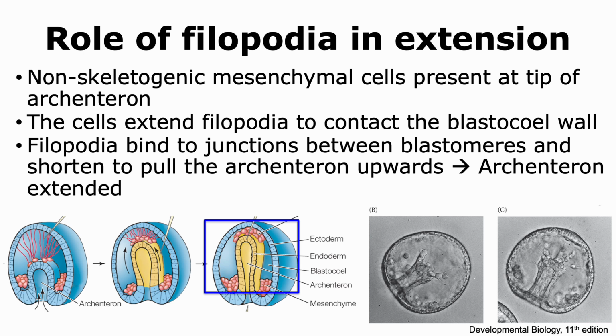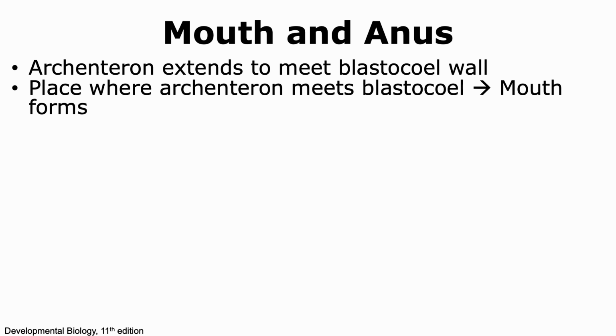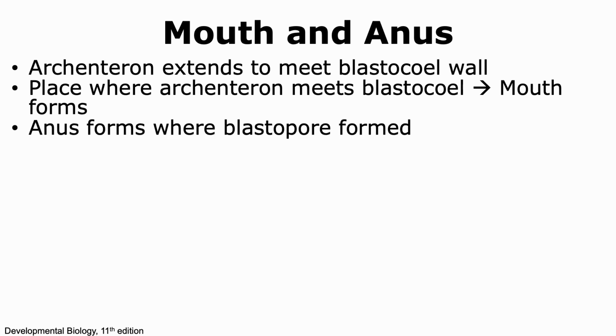Now the archenteron is the digestive system, and when we think of a digestive system, we need to have two openings. One is the mouth, the other is the anus. So let us see how these are formed. Now the archenteron extends to meet the blastocele wall. The place where the archenteron meets the blastocele, those cells will start forming the mouth. Now the anus is formed where the blastopore was formed.